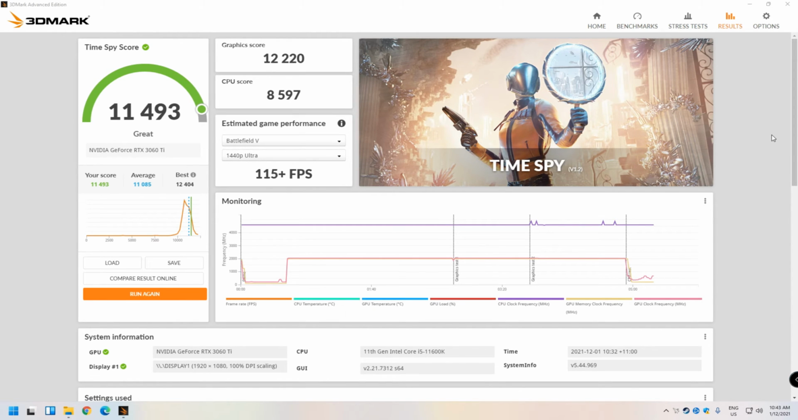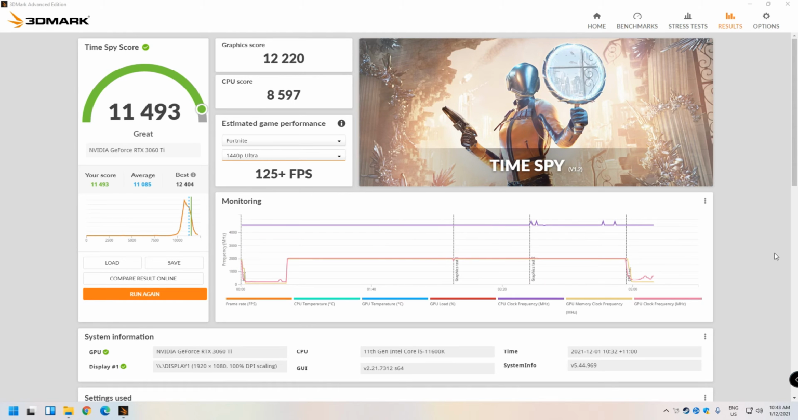So you can see there, estimated game performance, Battlefield 5 at 1440p, 115 frames or higher, basically, pretty much. Have a look at maybe GTA 5, because I know that's quite demanding. So at 1440, it reckons above 70, and then at 1080, above 105. So it's quite interesting how it automatically calculates it all.